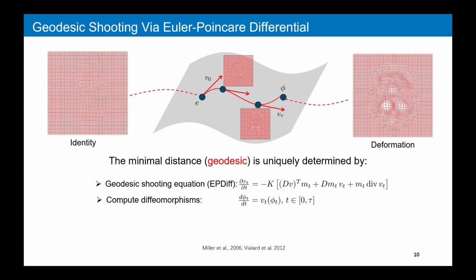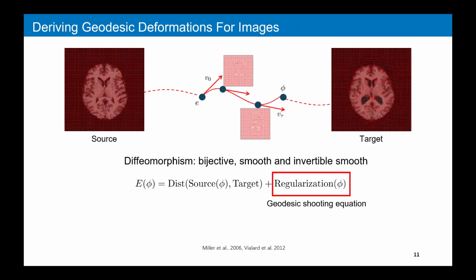The geodesic is uniquely determined by the geodesic shooting equation, also known as the EPDiff equation. For the EPDiff equation, given any initial velocity, it generates time-dependent velocities along the geodesic path. The velocities are then integrated to obtain the full geodesic flow of diffeomorphic deformations. Here, you don't need to worry about the mathematical notations except for the key operator, which imposes smoothness by acting as the inverse of the Laplacian.